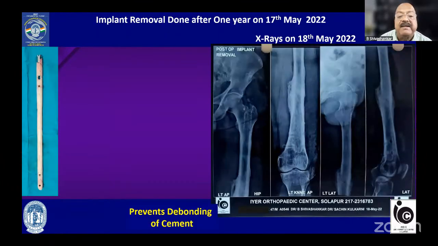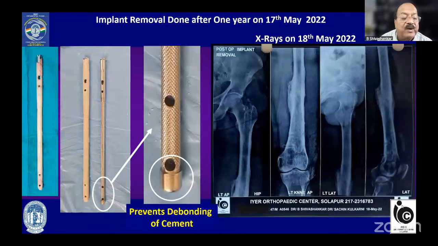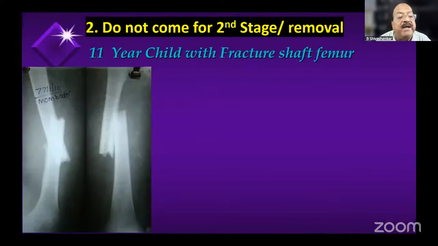So this is after the implants have been removed. This is the bulbous portion of the distal part of the nail which prevents debonding of the cement, and also helps in achieving uniform cement coating on both sides. So the gap when you keep it on a table is equal on either side. There is 1 millimeter gap on either side. So 1 millimeter of cement will get attached uniformly.